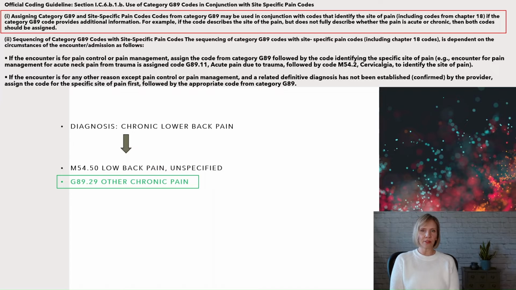For instance, if the code only mentions the site of the pain but doesn't specify if it's acute or chronic, both codes should be assigned. For example, if the diagnosis is chronic lower back pain without a known or specified underlying cause, you would assign the code for the low back pain along with the G89 chronic pain code, because the low back pain code alone does not convey that the pain is chronic.